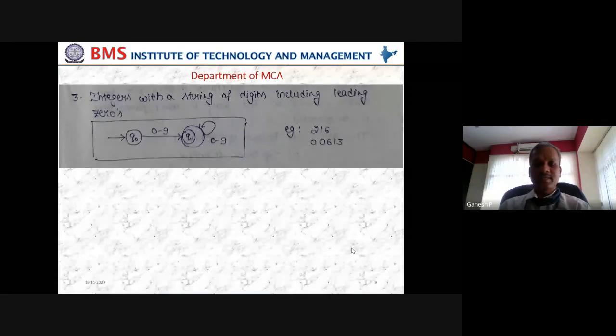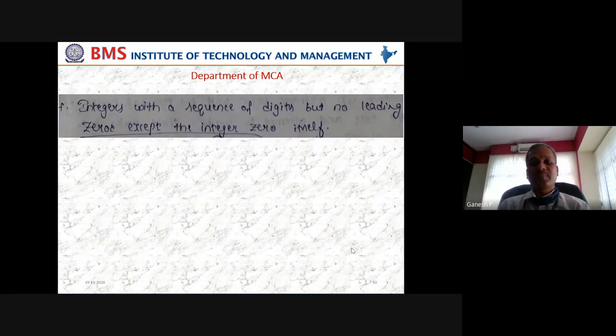The solution for that is what we have got from Srinivas. That is perfect. Next question is integers with a sequence of digits but no leading zeros except the integer 0 itself. 0 should be there because that itself is an integer. But the problem here is no other integer should have a leading zero. It can have 0 anywhere, but leading 0 should not be there. Okay, so that is the question. Whoever is ready, you can volunteer to present. I will come out of the presentation now.